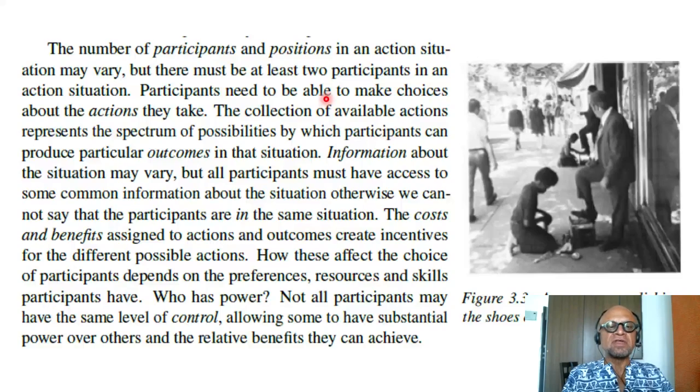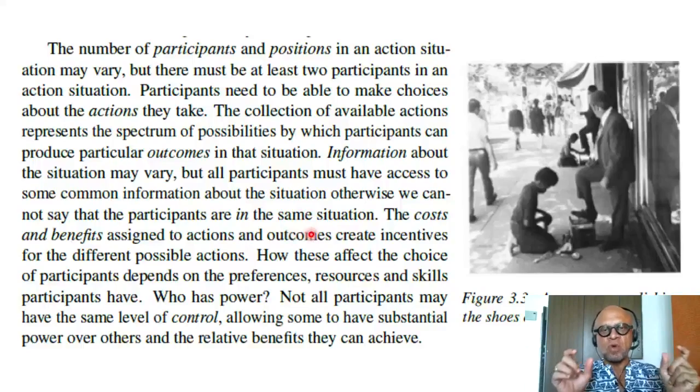If you're out there doing something crazy on your own, that is not necessarily an action situation by this analysis method. Participants need to be able to make choices about the actions they take. The collection of available actions represents the spectrum of possibilities by which participants can produce particular outcomes in that situation. Information about the situation may vary, but all participants must have access to some common information about the situation. Otherwise, we cannot say that participants are in the same situation.